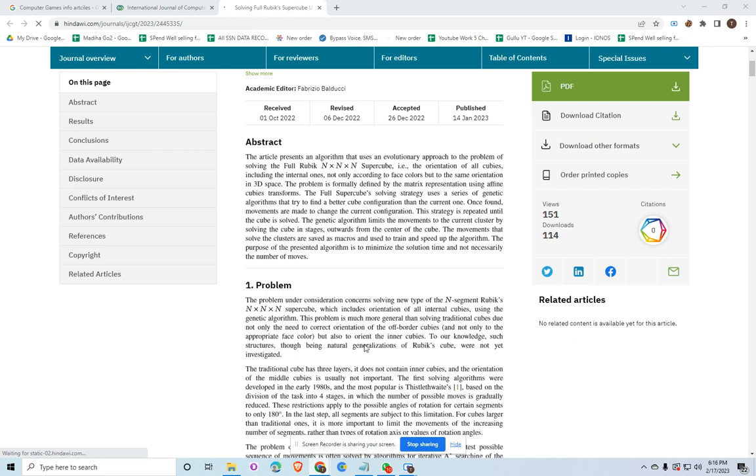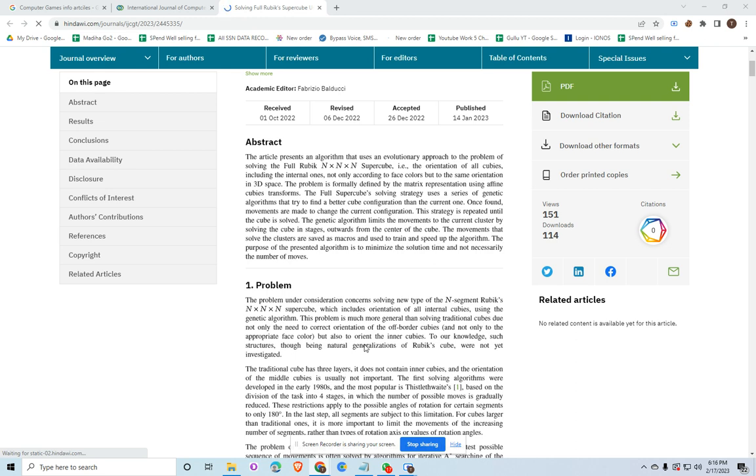The problem under consideration concerns solving a new type of n-segment Rubik's supercube, which includes orientation of the internal cubes using the genetic algorithm. The problem is much more general than solving the traditional cube, owing to the need for correct orientation of the full cube, not only the face colors but also orienting the internal cubes.